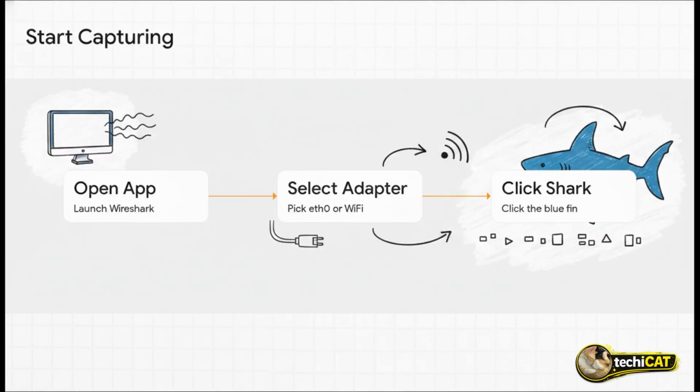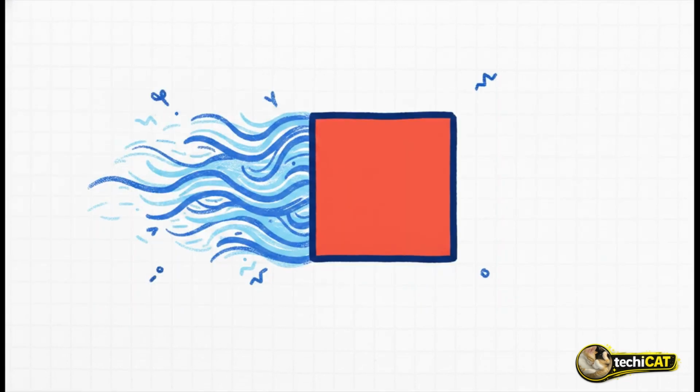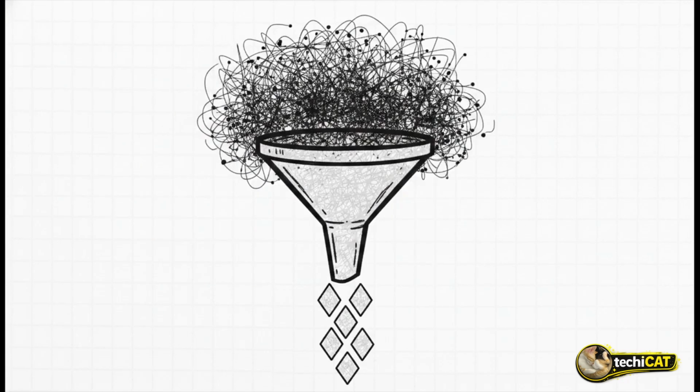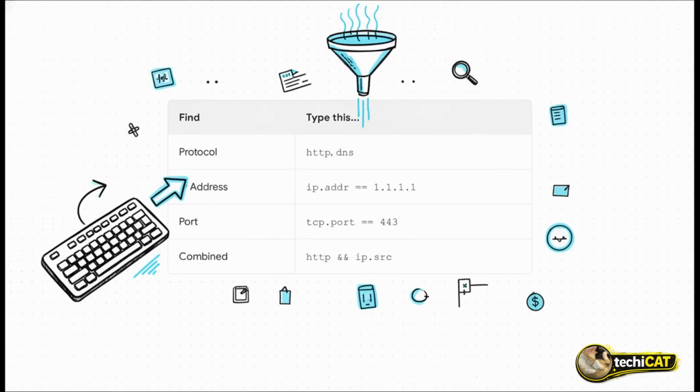Open the app, select your interface, and just click that blue shark fin. Got enough data? Just hit the red square to instantly stop that torrential flow of traffic. Now, filtering is absolutely crucial here. We gotta distill this massive ocean of noise into actionable drops. By typing simple commands like an IP or protocol, you instantly filter traffic to exactly what you want.